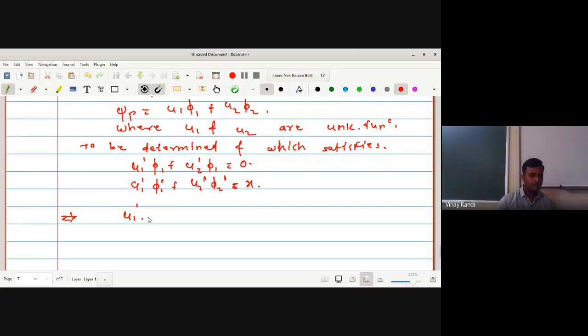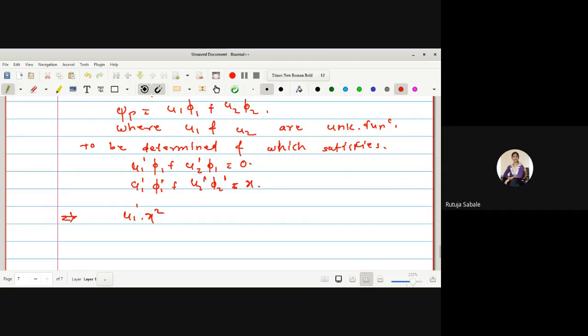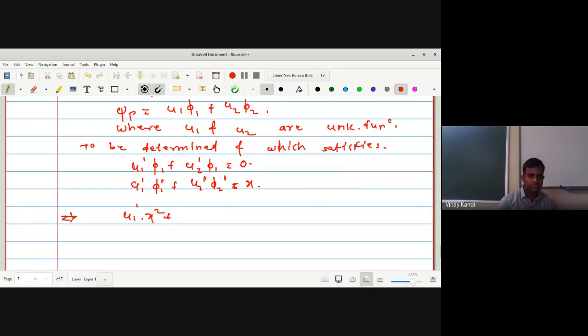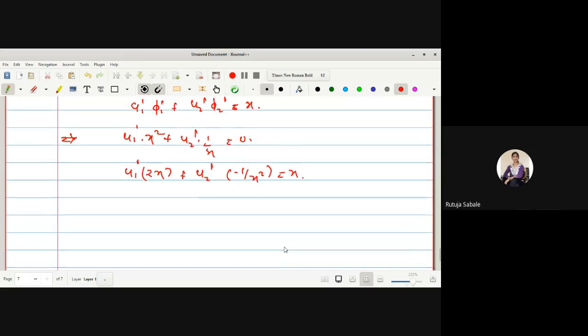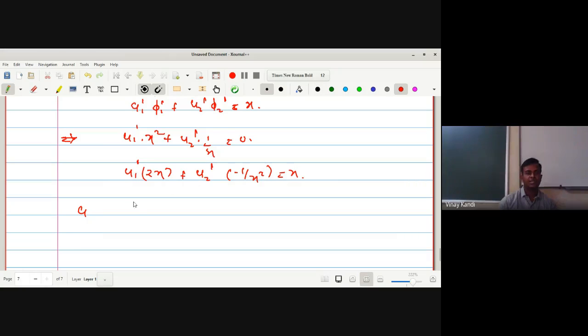it implies that this is u1 dash as it is. What is phi 1? x square. Okay, plus u2 dash. What is phi 2? 1 upon x, which is equal to 0, and u1 dash into 2x, plus u2 dash into minus 1 upon x square, which is equal to x. Now we have to find the value of what? u1 dash and u2 dash, then find the values of u1 and u2.